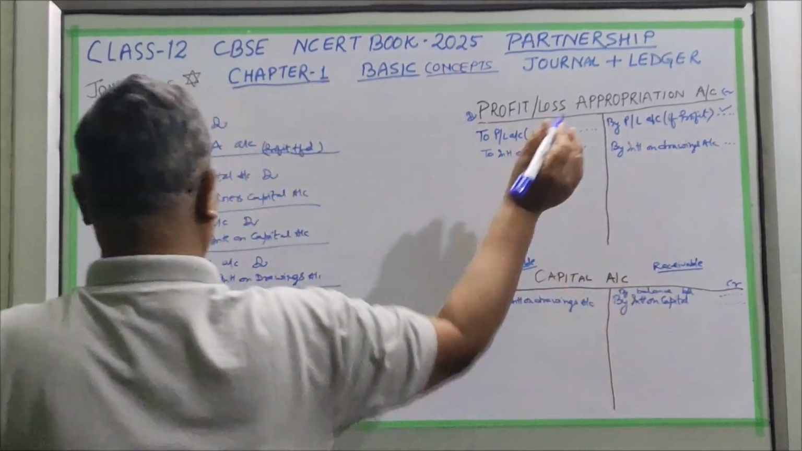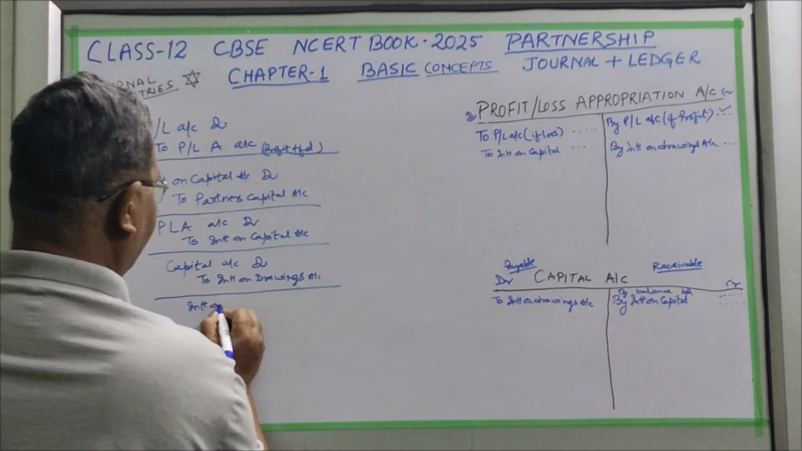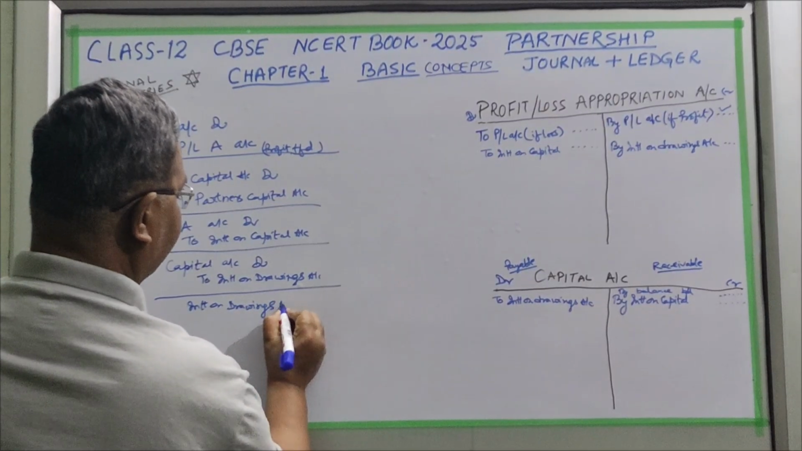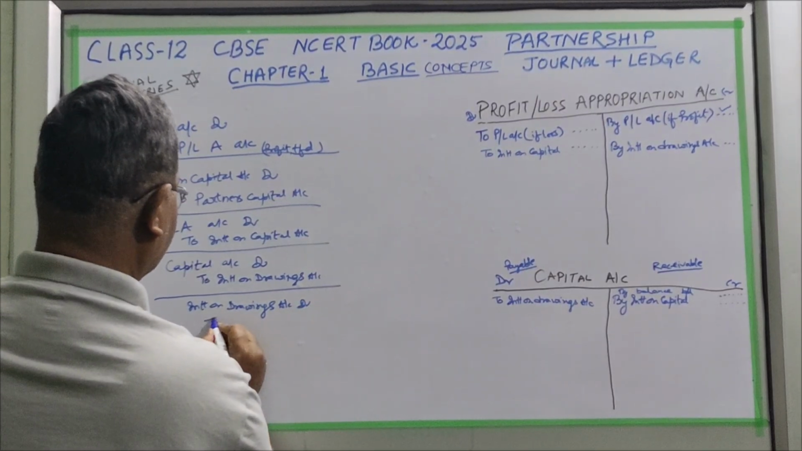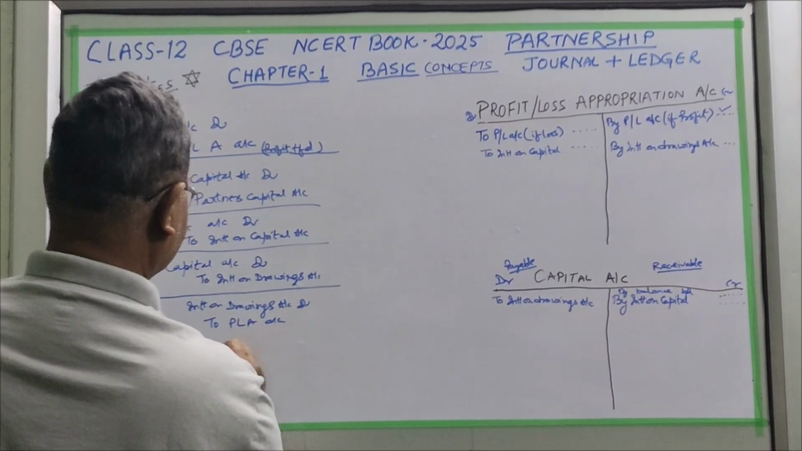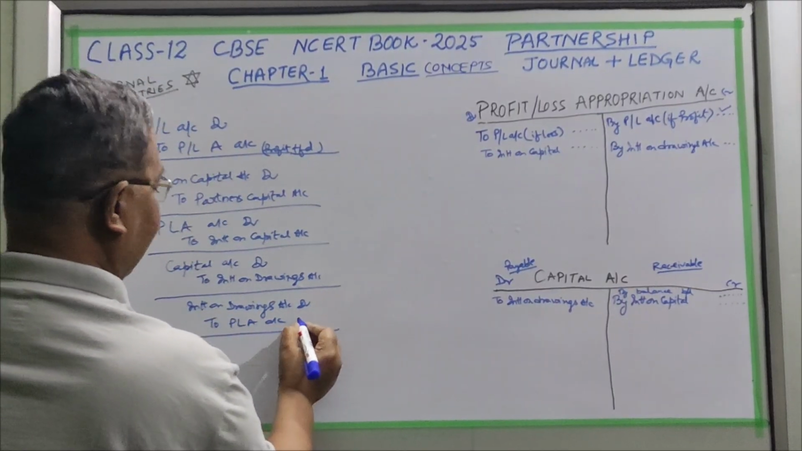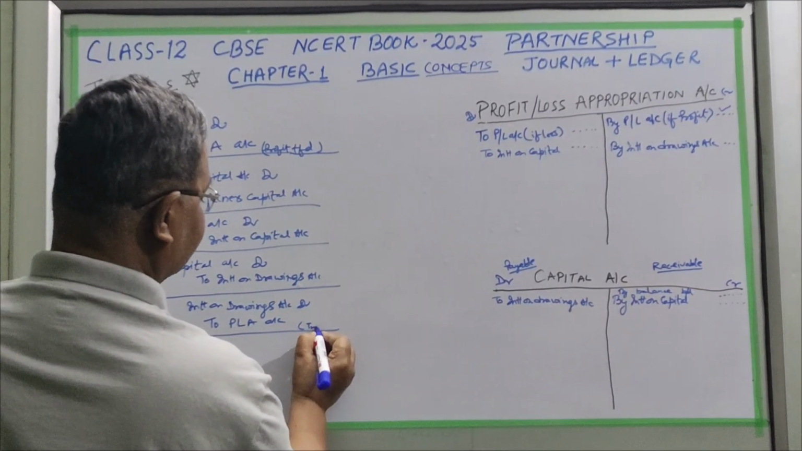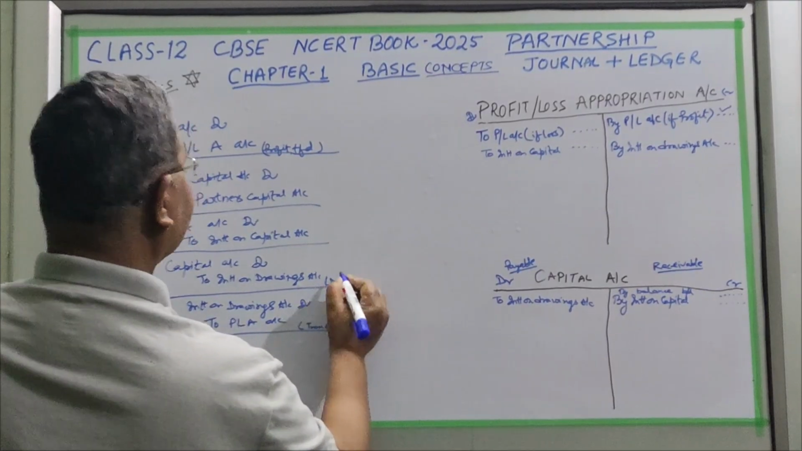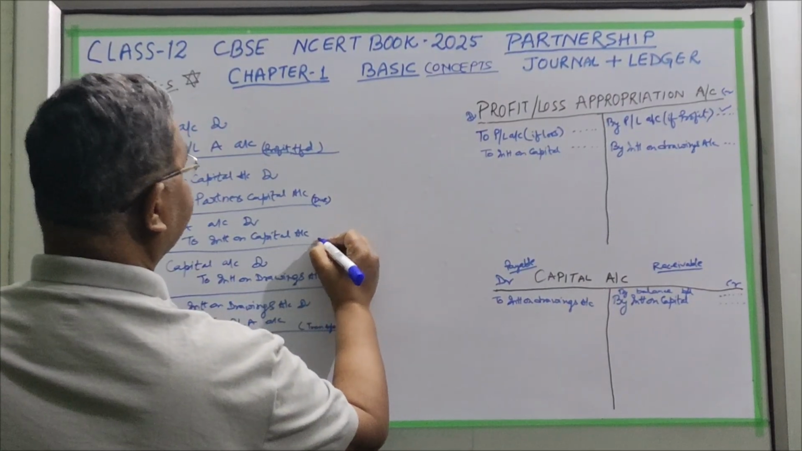Okay, so one general entry will come here, interest on drawings account debit to PLA account. This is the transfer entry. What we will write? Transfer. Interest on drawings account, transfer entry. This is your transfer entry. And this is your due entry. This amount is due. It is due and it is transfer.